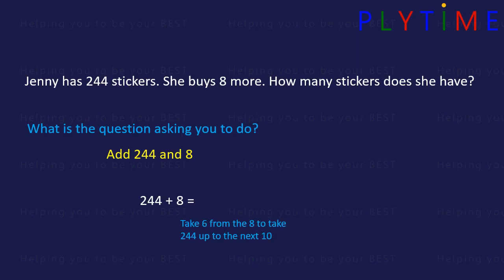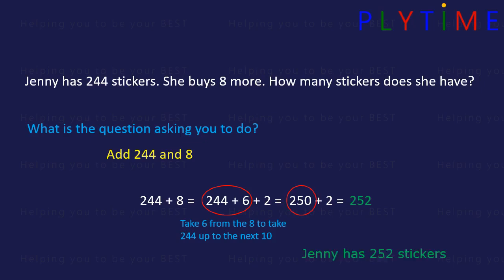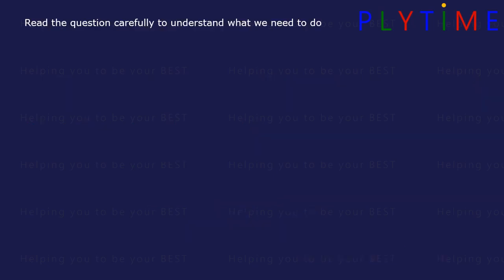Using our number bonds, we need another 6 to take 244 to the next 10. Split 8 into 6 plus 2. Now 244 plus 6 is 250, plus another 2 equals 252. So Jenny has 252 stickers. Read the question carefully to understand what we need to do.